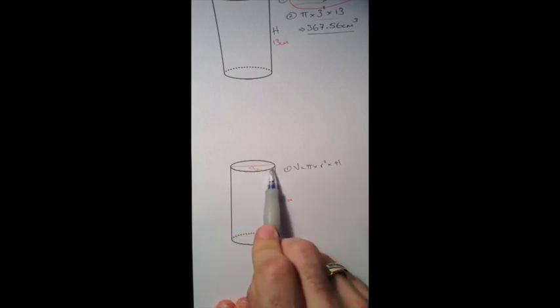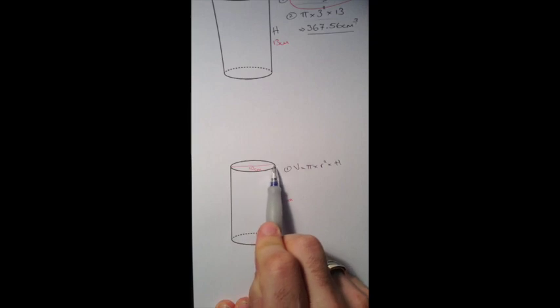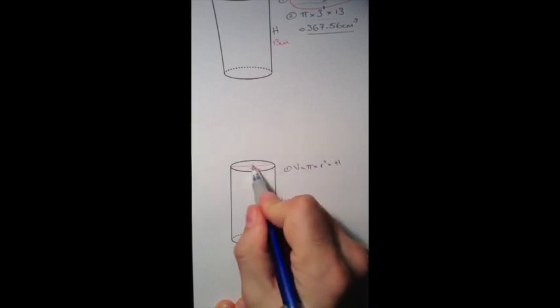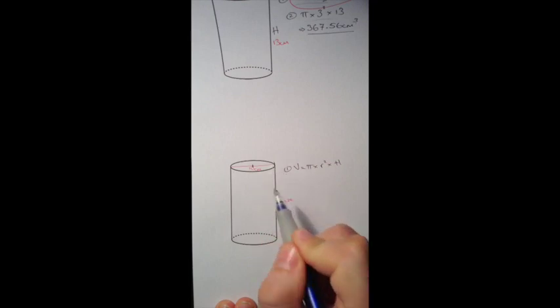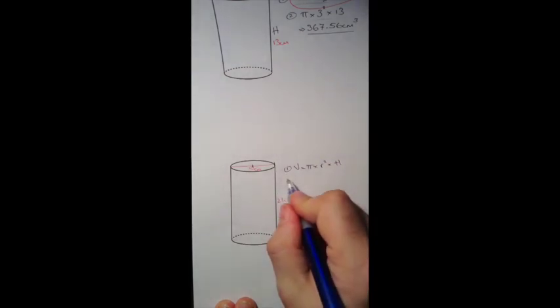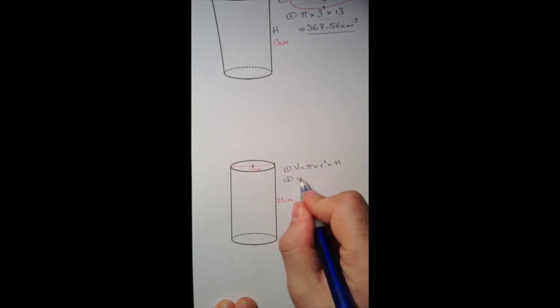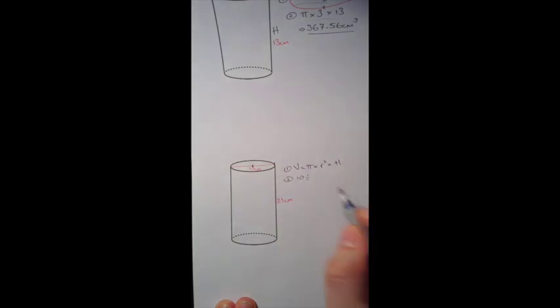We are given the diameter of this circle from one side to the other. We only need to know the radius, which is half, from the center of the circle to one end. So the first thing that we've got to do is divide that 10 by 2, and we are given 5 centimeters. So this will be our radius.